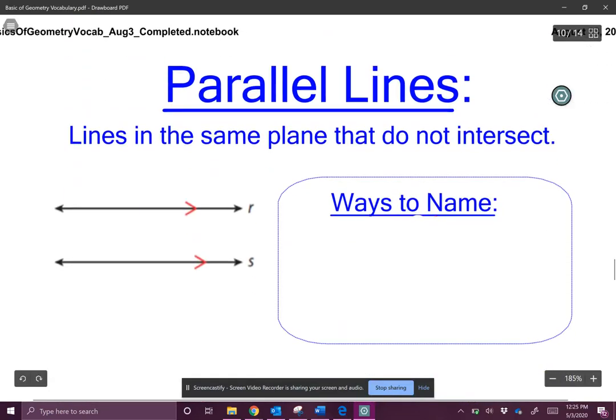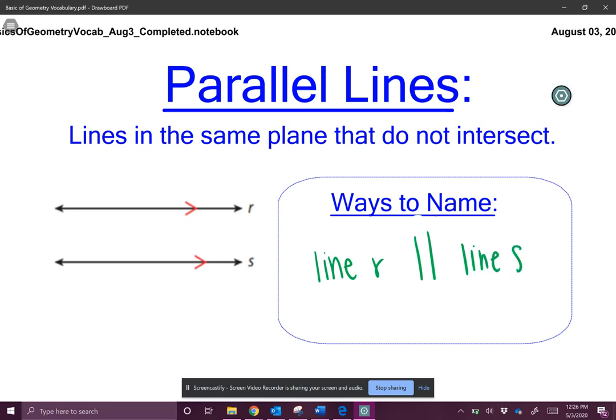Our next word is parallel lines. Parallel lines are lines that are in the same plane, which again, we just learned what that meant, that do not intersect. So these 2 lines are parallel, line R and line S. Notice that's the only way we'd be able to name these 2 lines because we don't see any points on them. I know they're parallel lines because these symbols right here in red mean parallel lines. If you do not see those symbols, you cannot assume they're parallel lines. So how we would write this out is we would say line R is parallel to line S. This symbol right here implies parallel lines.